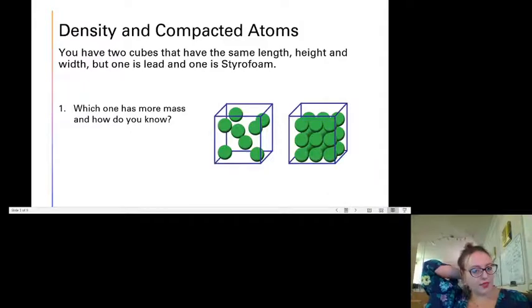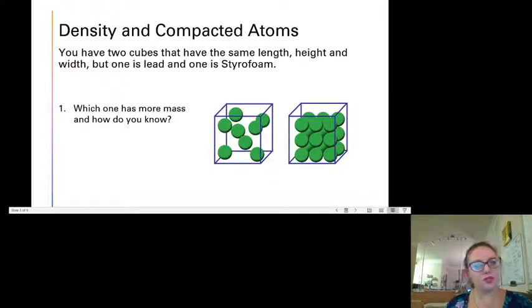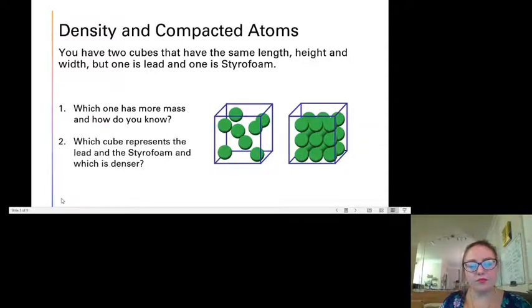So let's say we have two boxes. They have the same length, same height, same width. So the same volume. They take up the same amount of space. But one is lead and one is styrofoam. So which one has more mass? The lead or the styrofoam? The lead, because it's way heavier than the styrofoam. So if we keep that in mind, which one of these blocks represents the lead and which one represents the styrofoam? So the denser block would represent the lead because it has more mass than the styrofoam does.